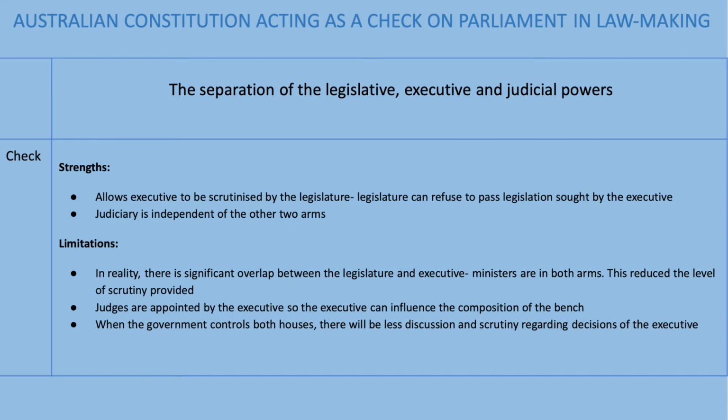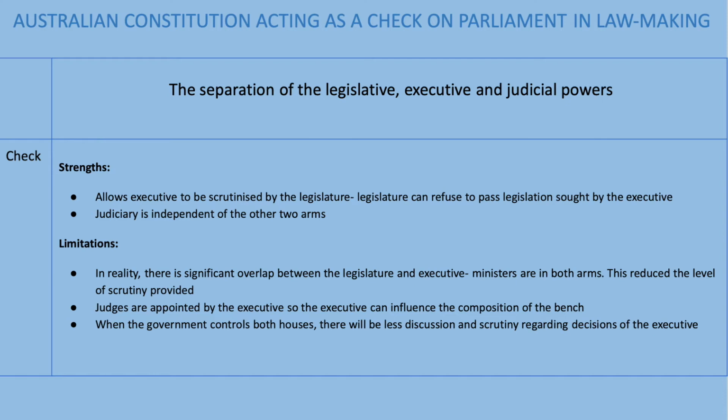Some of the limitations, however, include that in reality, there is a significant overlap between the legislature and the executive. There are ministers in both arms, and this is what we looked at in the previous slide. Are they really separate? And there is a reduced level of scrutiny in this situation.